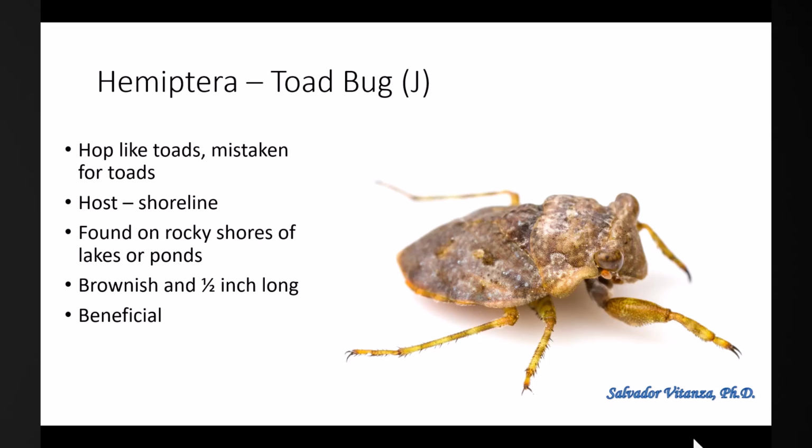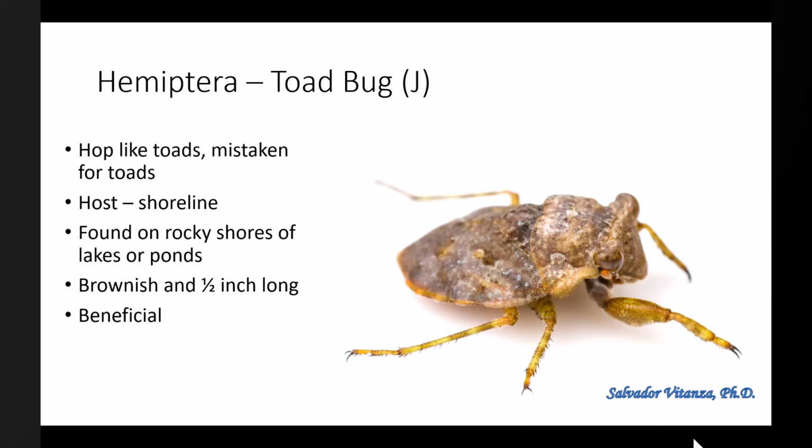Toad bugs are a small insect that's only about 1/2 inch long. It's kind of warty and bumpy. It looks to be the color of a toad. It has eyes like a toad. It can even hop like a toad. So it kind of mimics a toad, which is what gives it its name. It is considered beneficial. You can see from the front legs that it does have raptorial legs.